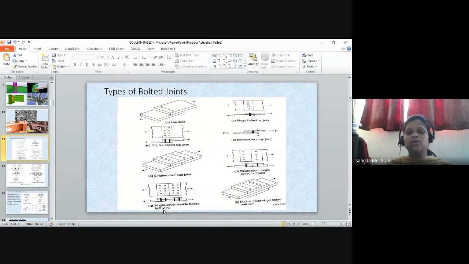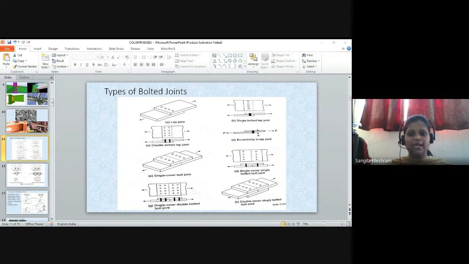We are providing only one cover plate, so that is called single cover. If we are providing a single row of bolts, that is called single cover single bolted. And two rows of bolts is called single cover double bolted butt joint. Then we can also provide the cover plate at the top and bottom of the main plate, and that type of joint is called a double cover butt joint. It may be single bolted or double bolted, but that type of joint is called a double cover butt joint. All of you get this?